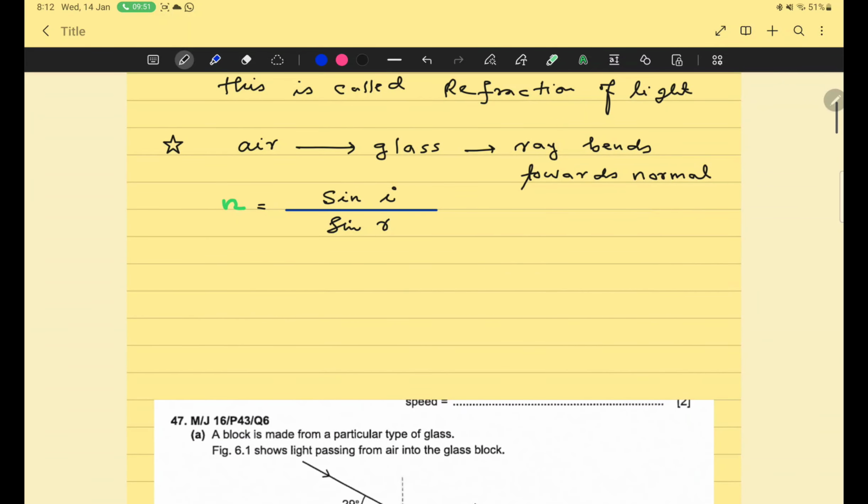Okay. This physical quantity is known as refractive index. This physical quantity is known as refractive index. Okay. So note down this formula first.